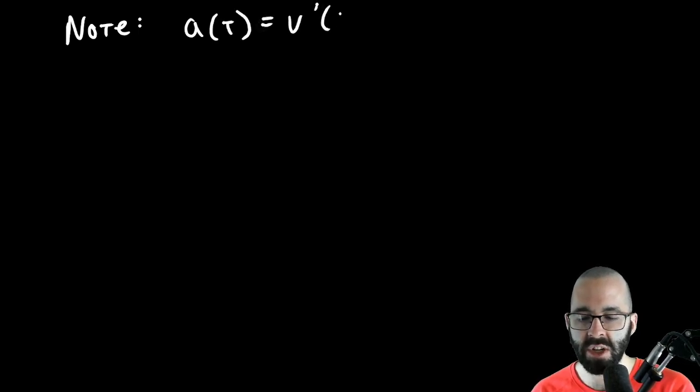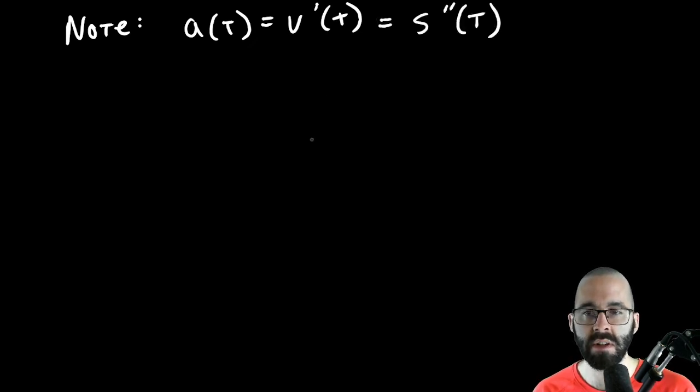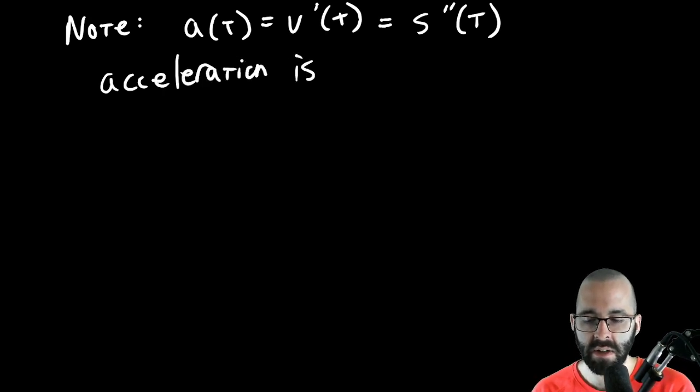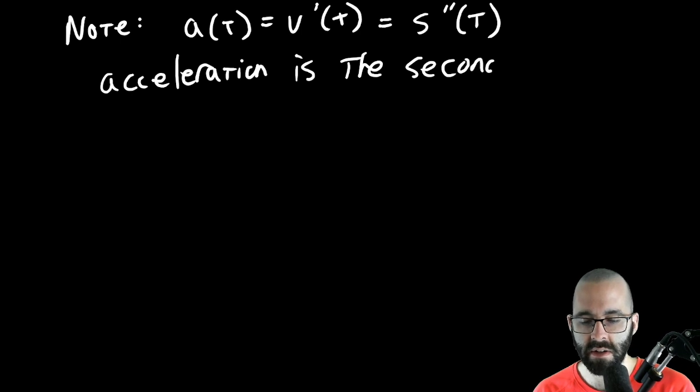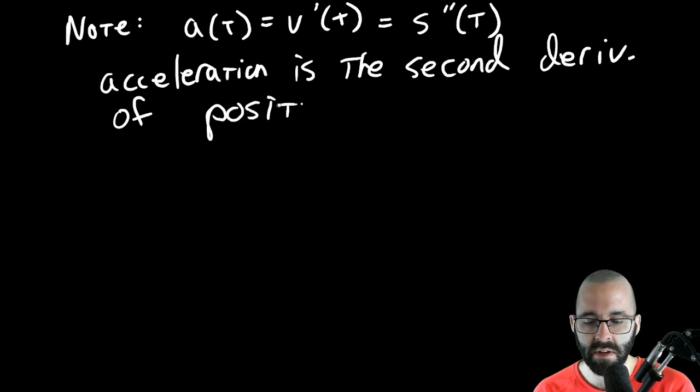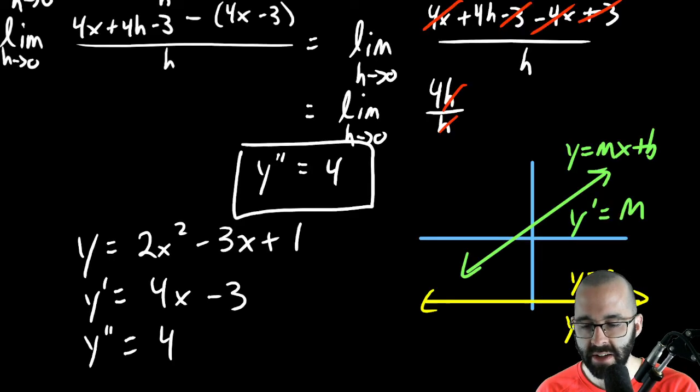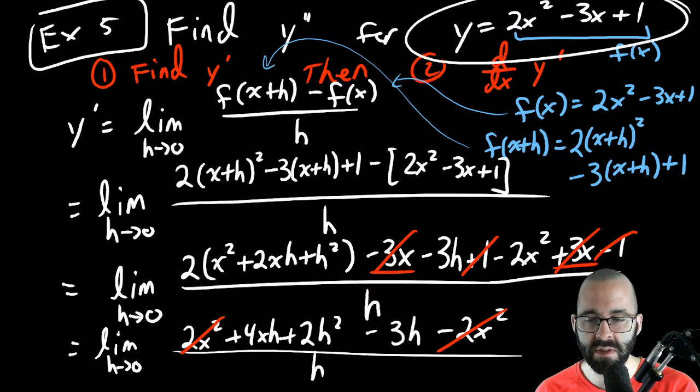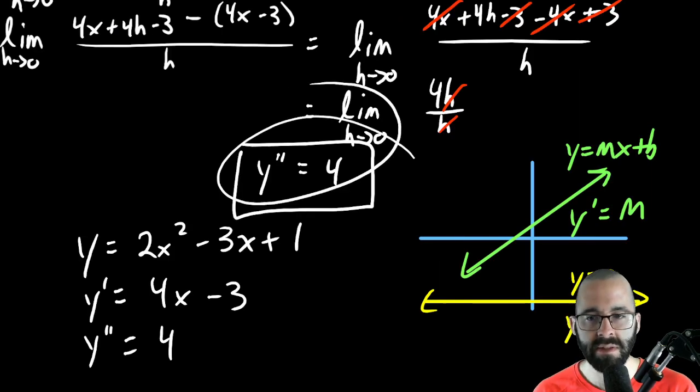All right, the last thing, I'm not going to do it here, but you'll see it in some of the homework. Acceleration is the rate of change of velocity, and velocity is the rate of change of position. So acceleration is the second derivative of position. Okay. So for example, if y was our position equation, we found that the acceleration is 4.